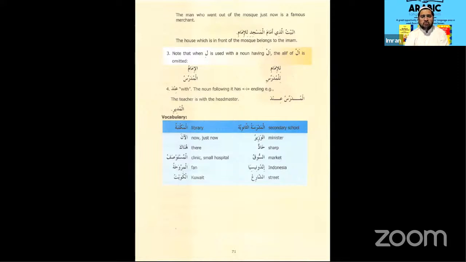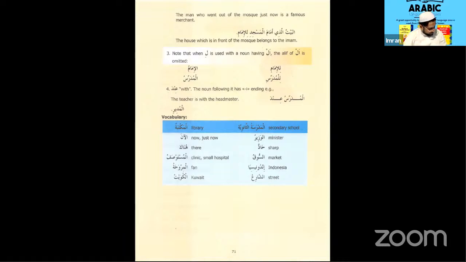Then al-baytu alladhi amam al-masjidi lil-imami. The house which is in front of the mosque belongs to the imam. So the house which is in front of the masjid is for the imam.